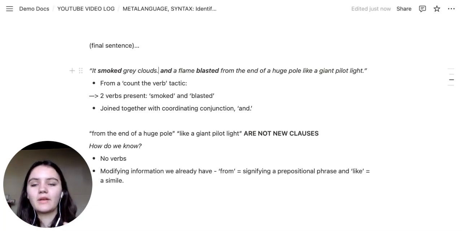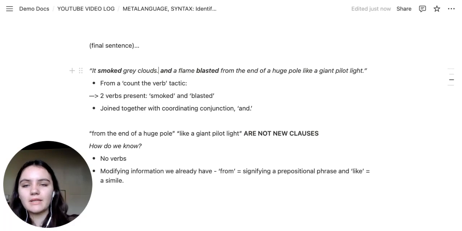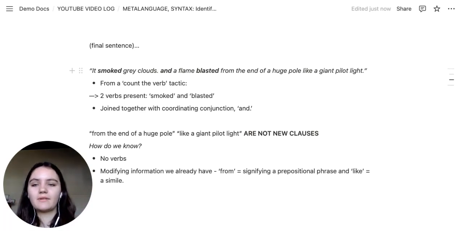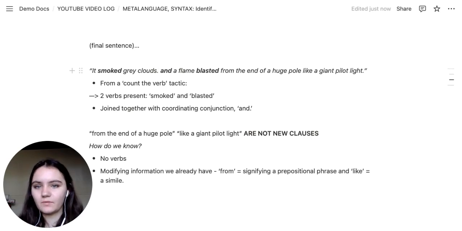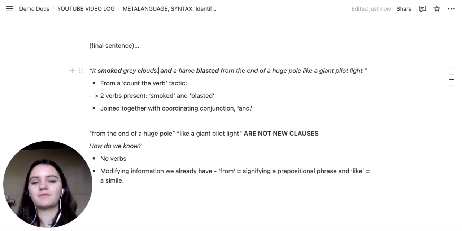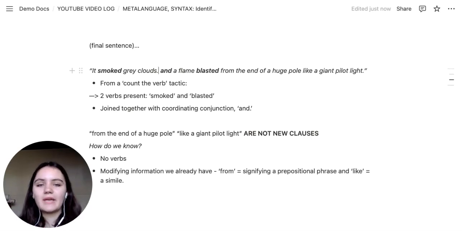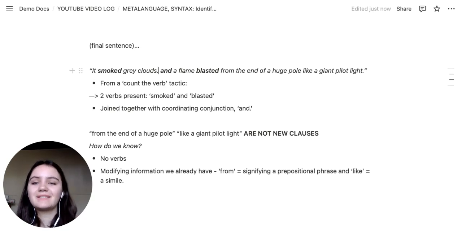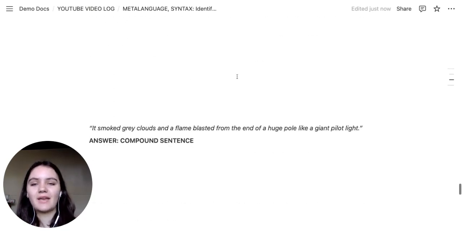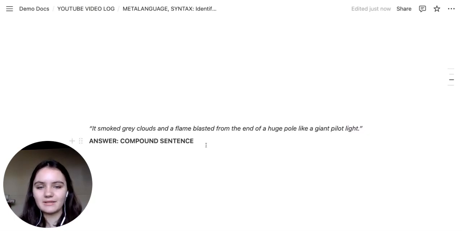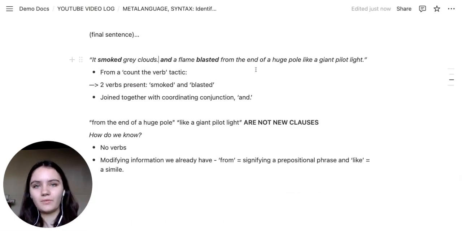So from the count-the-verb tactic, we've got two, telling us it's two. We have this conjunction that's coordinating, telling us they're independent. And then if we sound it out and hear how it sounds, they definitely sound independent as well, aside from the conjunction, because "smoked grey clouds" and "a flame blasted" can both stand by themselves as sentences. This means that we have all our evidence super quickly telling us, once again, that we have a compound sentence, even though we have this other noise on the end.